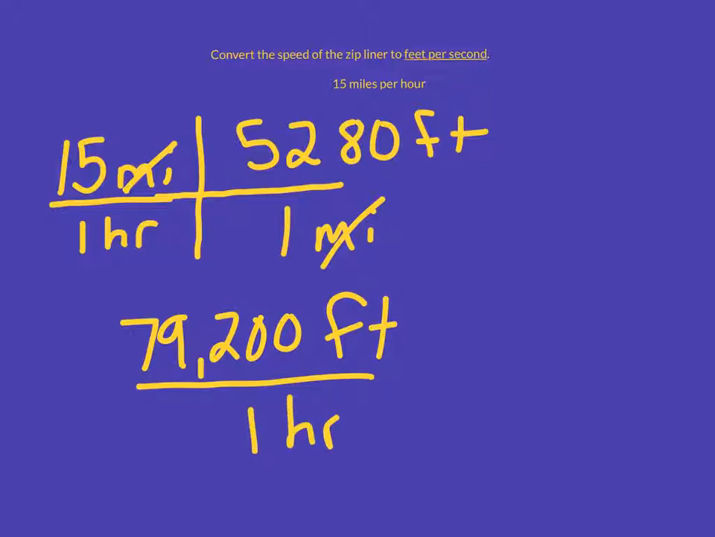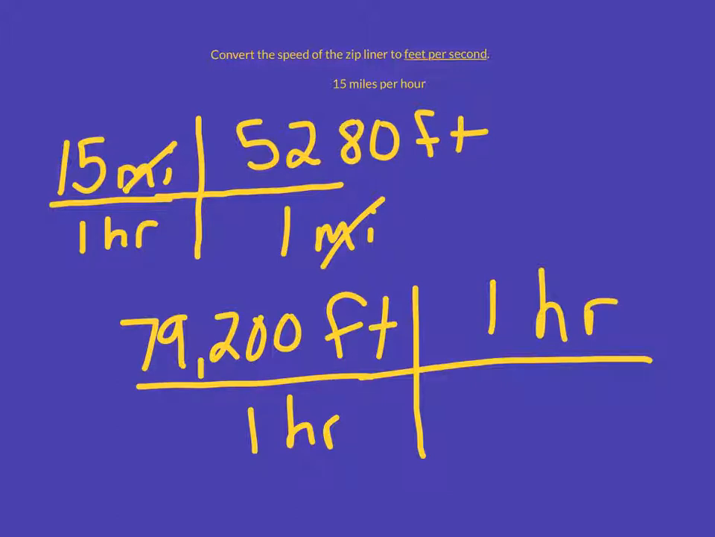Okay? But I'm not done, am I? Because I'm in feet, but the problem, remember, wants us to be in feet per second. And right now I'm in feet per hour. So I have to do this one more time. So to do that, I'm going to do another conversion. Okay? I want to keep feet this time, but I want to cancel out hours. So I need to figure out how many seconds there are in an hour. I'm going to put 1 hour up here so that my hour cancels out.